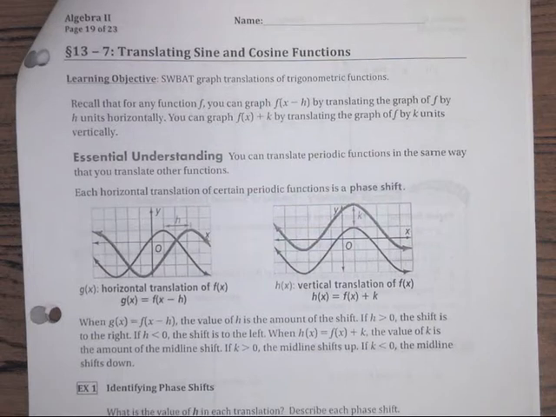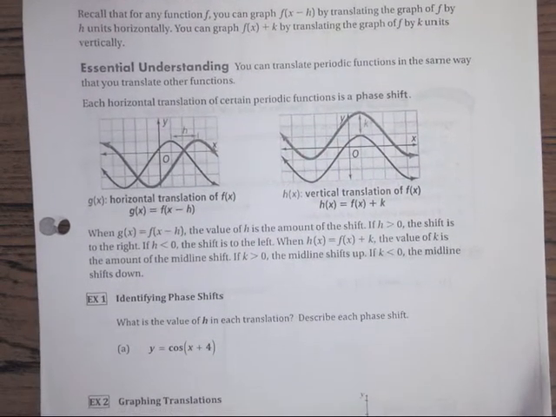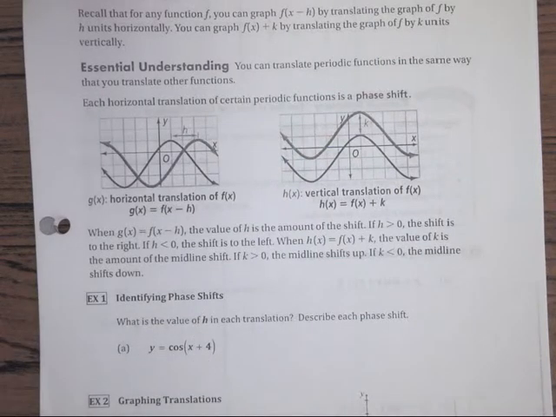First thing that we're going to do here is go down to example 1. What is the value of h in this translation? So describe the phase shift. So would you agree it's in parentheses with the x, right? And it's added. So it is a horizontal shift, right? And it is a shift left, because plus is to the left, minus is to the right.